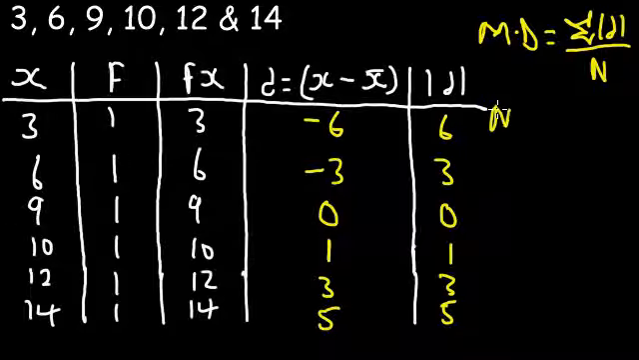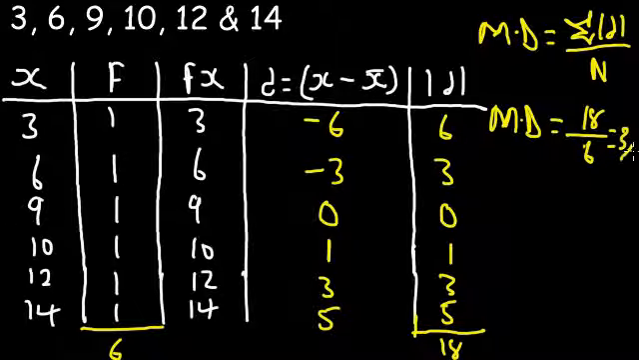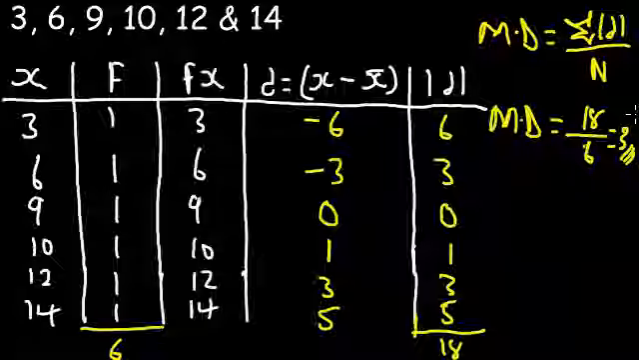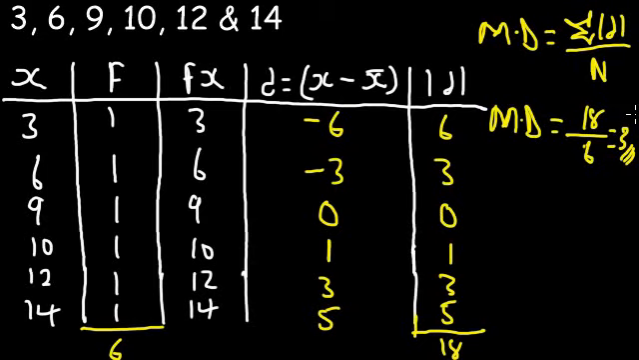So therefore, MD becomes the summation of the absolute value of D. Let's add this up. 6 plus 3 is 9, plus 0 is still 9, plus 1 is 10, plus 3 is 13, plus 5 gives us 18. And N, we still got that to be 6. Perfect. So MD becomes 18 over 6, and therefore we have 3. Or 6 in 18 gives us 3. And that is the mean deviation, and that tells us the residual of the expected value. And that's how to easily find the mean deviation of an ungrouped data.